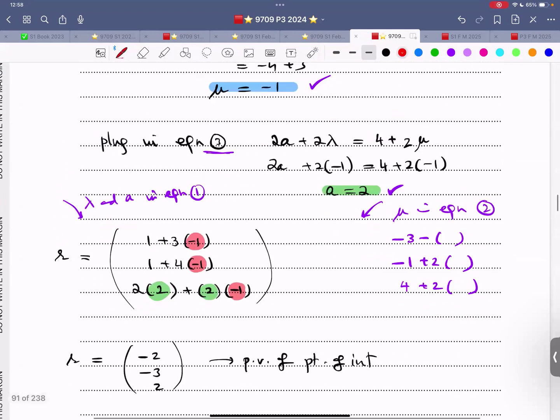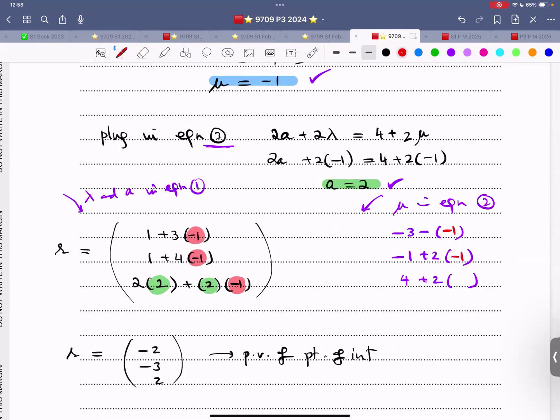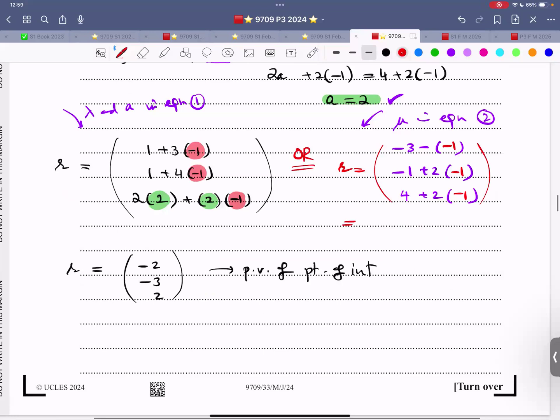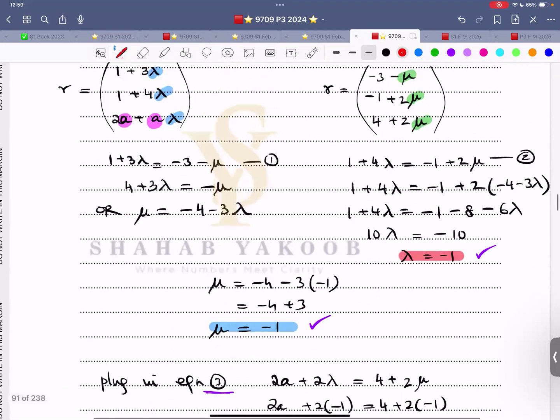How much is mu? Mu is negative 1. So this is negative 1, negative 1, negative 1. Put a bracket, write this thing R, or that's another option. So negative 3 plus 1 is negative 2. Negative 1 plus 2 is negative 1. Negative 2 is negative 3. 4 minus 2 is 2. That is again the same thing. That is the position vector of the point of intersection. So you can also do it like this. Whichever one you feel is easier, just go ahead and do it.